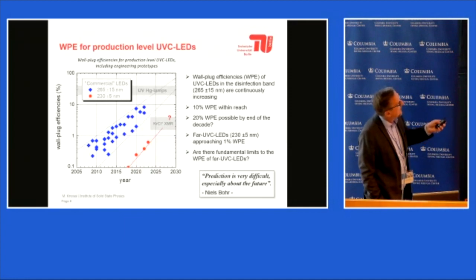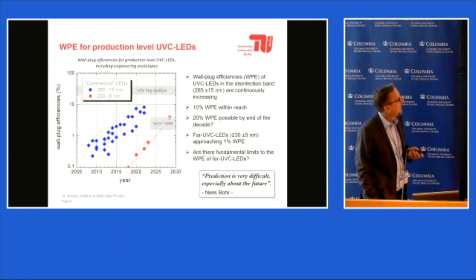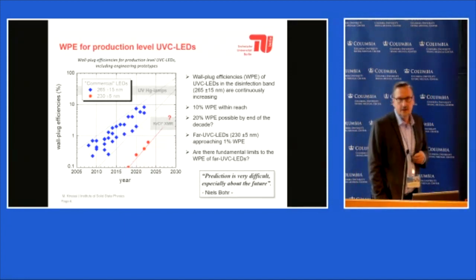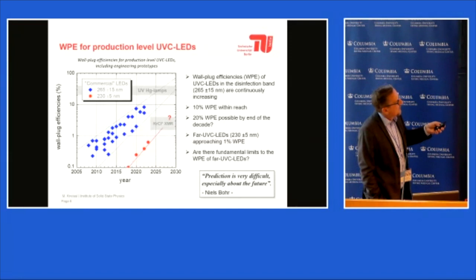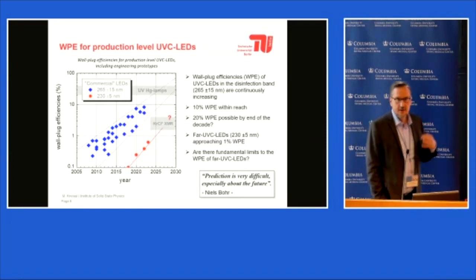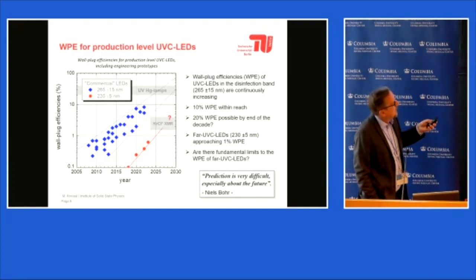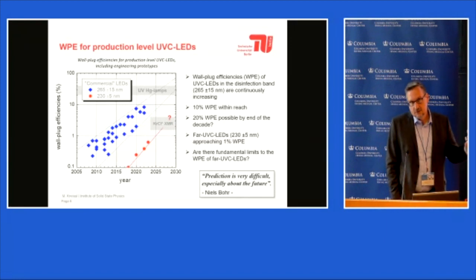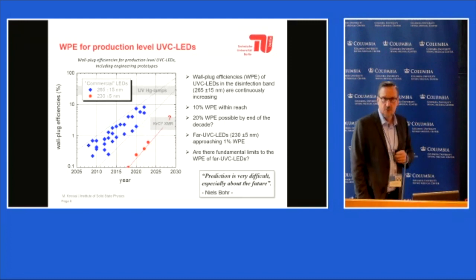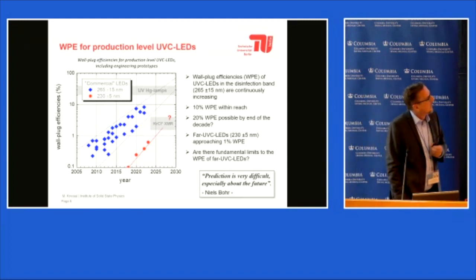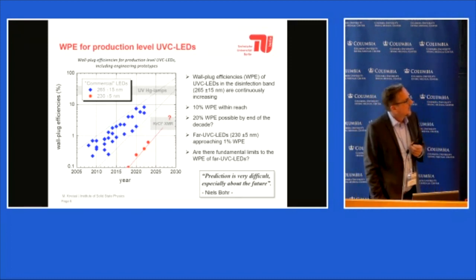For the 265 nanometer range, you can see again a clear trend towards higher and higher wall plug efficiency. I would say that the 10% level is within reach in the next 1 or 2 years. And then the question is when we reach 20%, because that basically touches the efficiency of mercury lamps. And that should also be attainable within the next decade. Actually, the manufacturers, especially companies like Osram, have already announced a much more aggressive agenda, which plans to have 20% wall plug efficiency within the next 3 years.